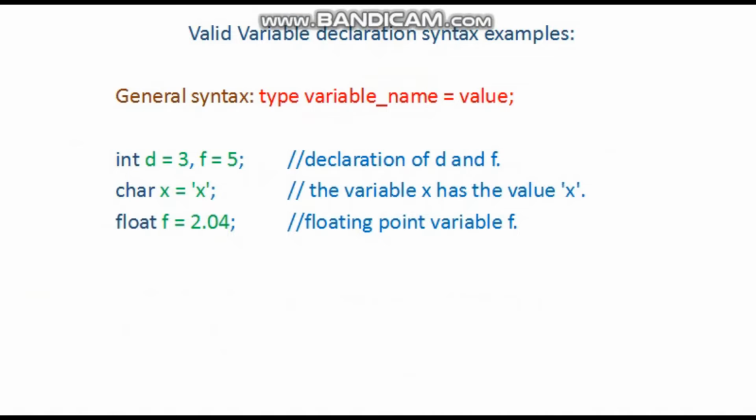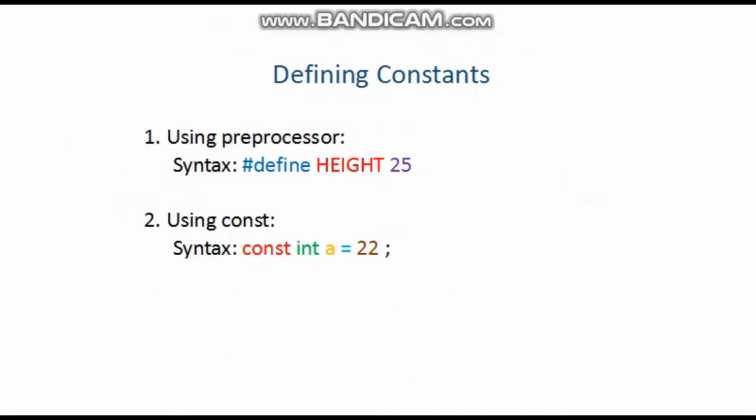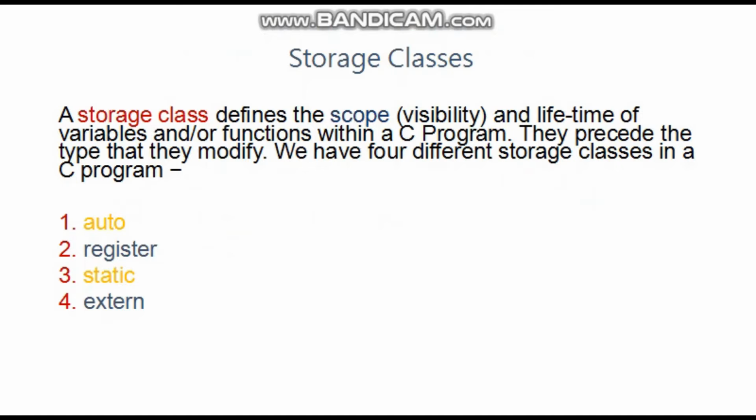Valid variable declaration syntax examples. The general syntax for declaring a variable is the type of variable followed by the variable name. Defining constants. Constants can be defined in two ways: 1. Using preprocessor directives. 2. Using the const keyword. Storage classes.